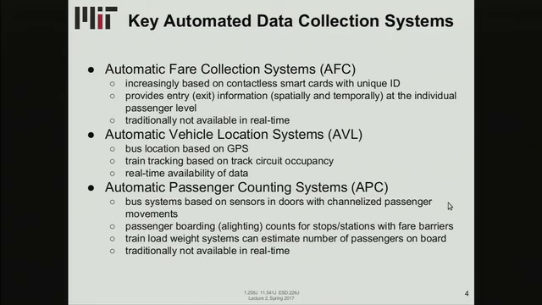All right, so passenger counting, many different technologies exist. For buses, we tend to have these optical sensors in the back.